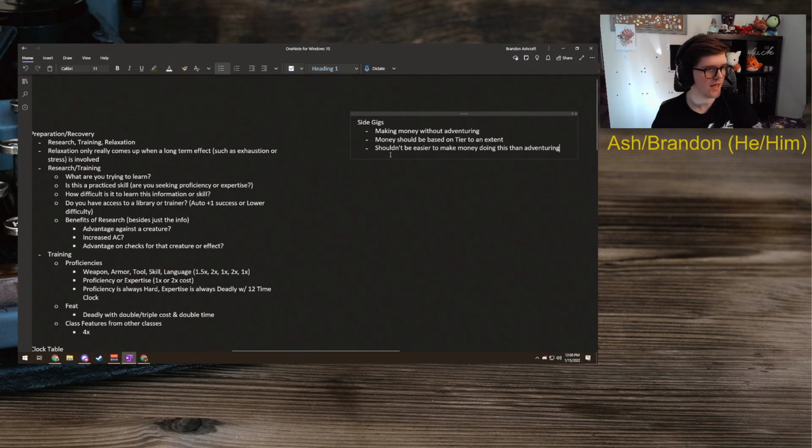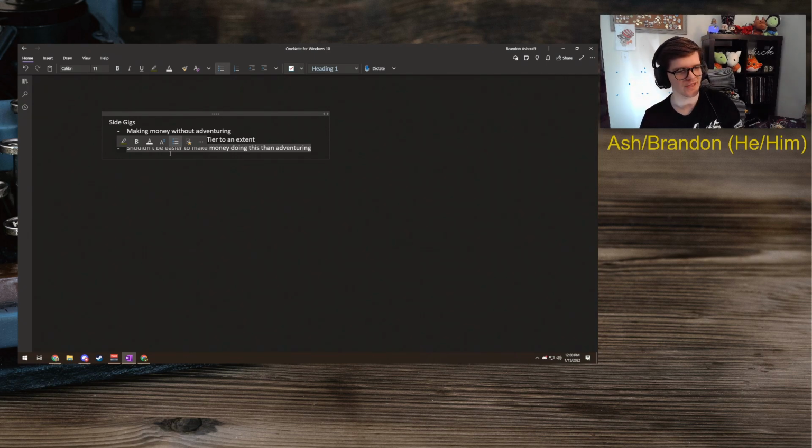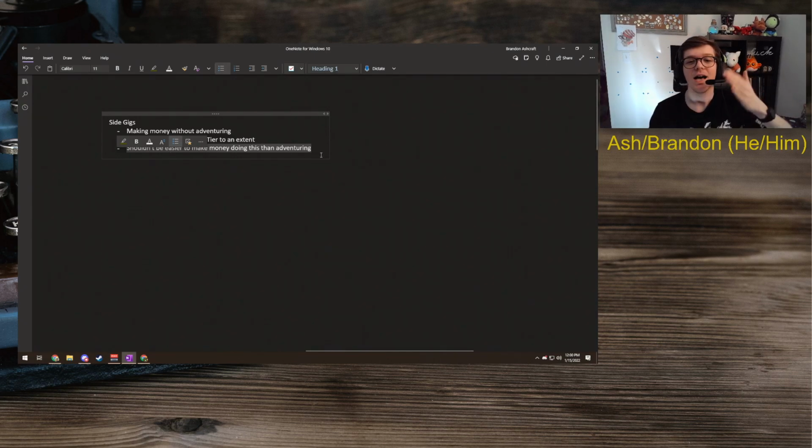Okay, so this is my biggest gripe. This right here is my biggest gripe with all of the money-making activities in Xanathar's. Why the fuck is it easier to make money doing this than it is adventuring? To be honest, once your players have decided what they're doing, downtime is a perfect time for a montage. I agree.